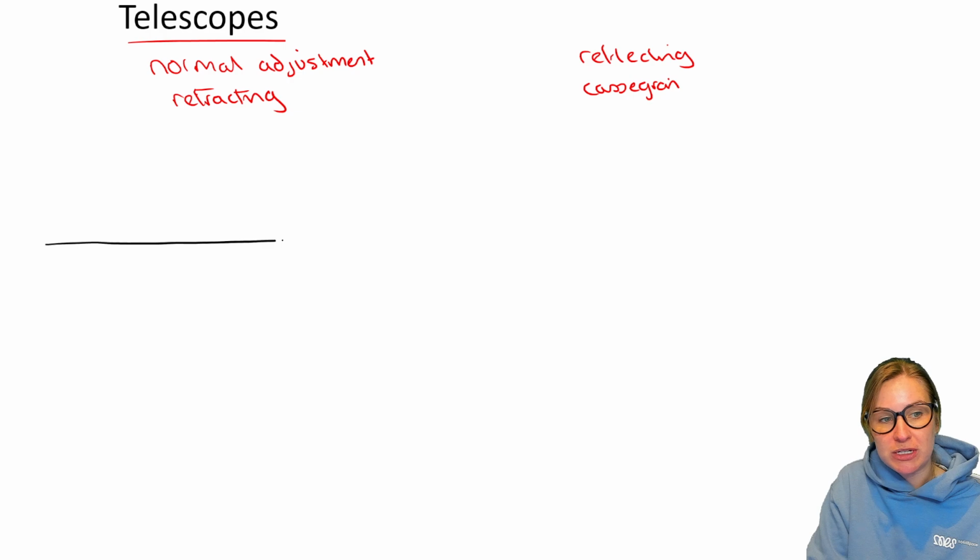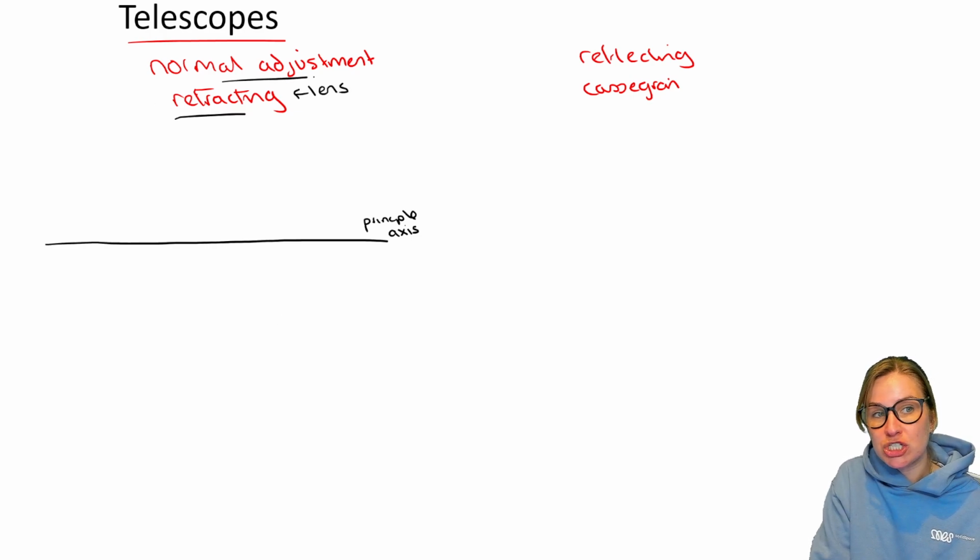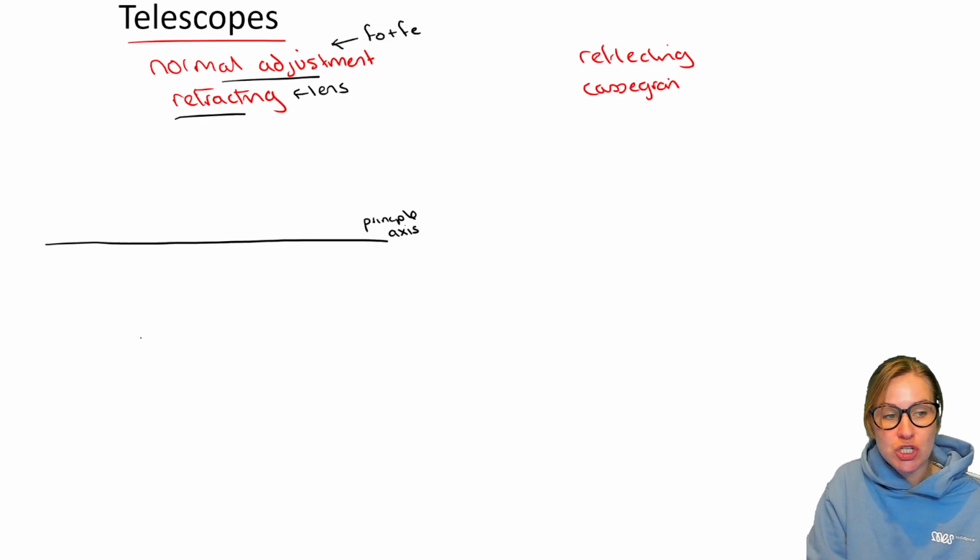If we're going to draw them, I'm going to switch to black because you'll be using a pencil. First thing I'm going to do is our principal axis, okay? So there's my principal axis. It's our line that goes through the center of the lenses. This is a refracting telescope, so we know it involves lenses. A normal adjustment telescope means the distance between the two lenses is equal to the sum of their focal lengths. And it always is using convex lenses.